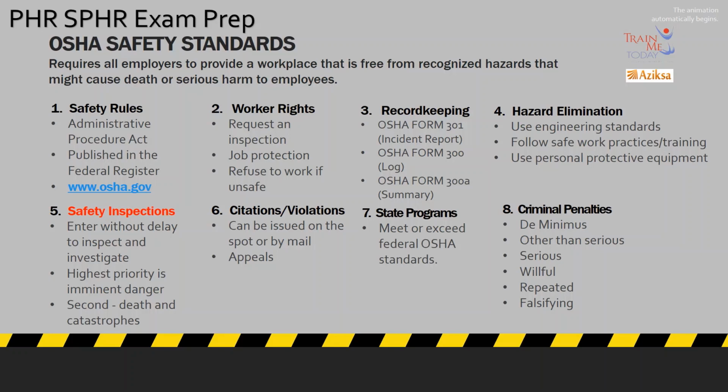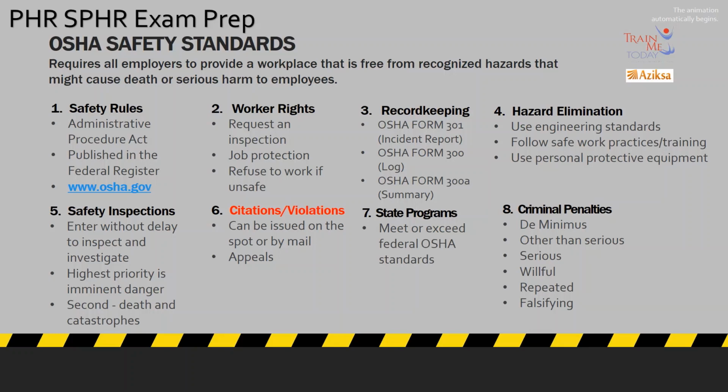OSHA's second priority is to investigate fatalities and catastrophes that hospitalize 3 or more employees. After compliance officers report their findings to the OSHA office, the area director determines what citations and penalties will be issued. The citations indicate which standards have been violated and set a time limit for correcting each problem. Citations are usually sent via registered mail, but they can be issued on the spot during the closing conference, if warranted by the situation and if the area director is contacted.